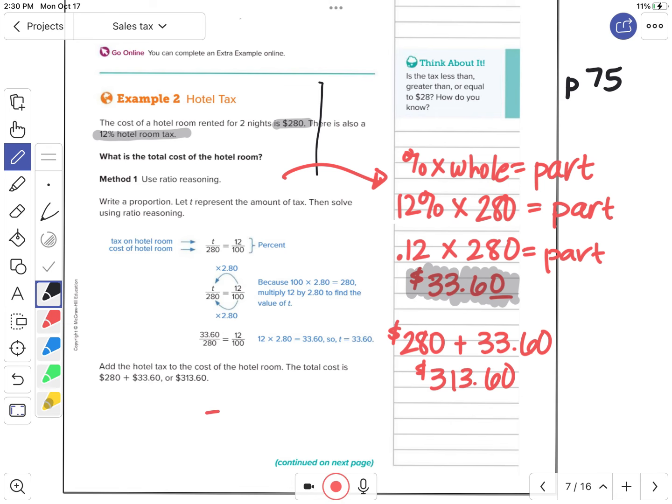If you like the proportion way, you can set it up kind of the same way. You know the percent. You pay 12% over 100. The total bill was $280. That's your whole. You want to know the part that you're paying. The part is just the sales tax. So if you're paying that part, that's the percent you're paying. You'll still get the same answer either way you do it.